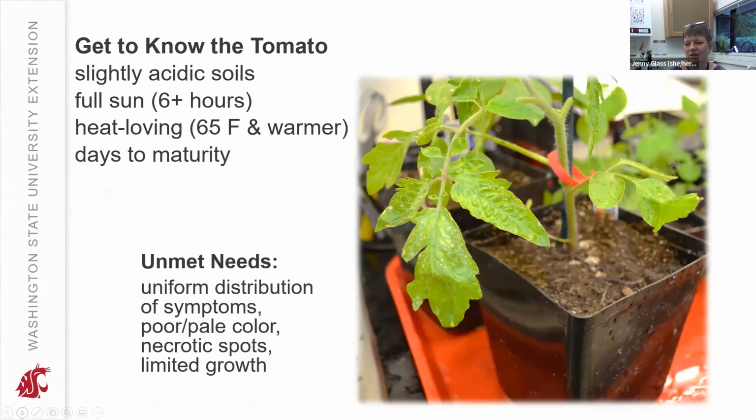So get to know the tomato. This is definitely something that needs to happen. Most of us recognize that tomatoes like slightly acidic soils. They typically need a lot of full sun. They are heat lovers, and so the warmer it gets, especially at night, the happier a tomato is going to be growing.